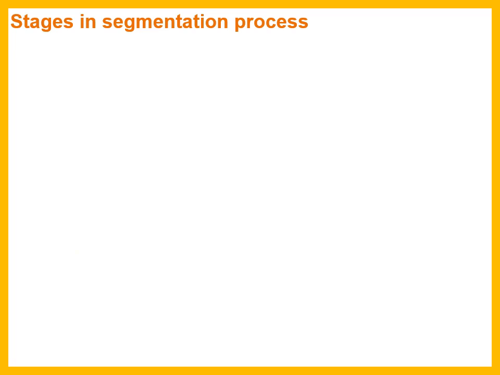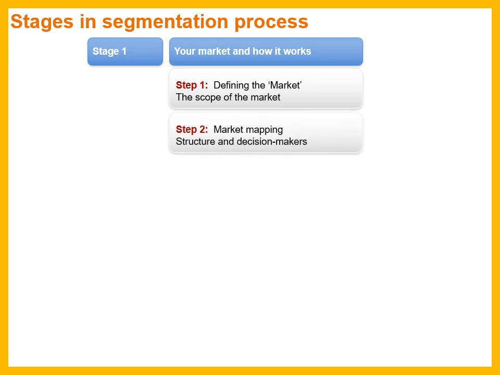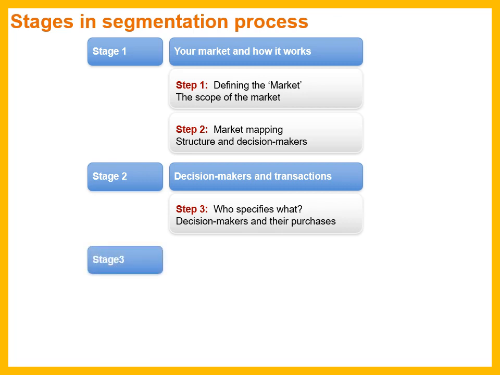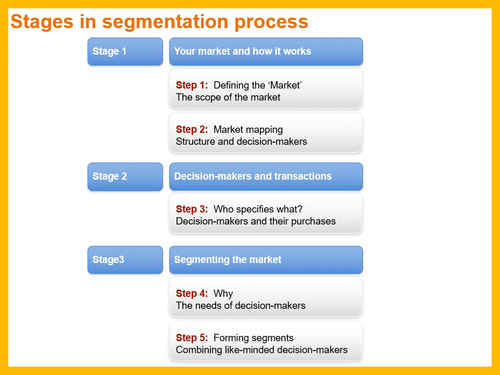Stages in segmentation process. Stage 1. Your market and how it works. Step 1. Defining the market. The scope of the market. Step 2. Market mapping, structure and decision makers. Stage 2. Decision makers and transactions. Step 3. Who specifies what? Decision makers and their purchases. Stage 3. Segmenting the market. Step 4. Why the needs of decision makers? Step 5. Forming segments, combining like-minded decision makers.